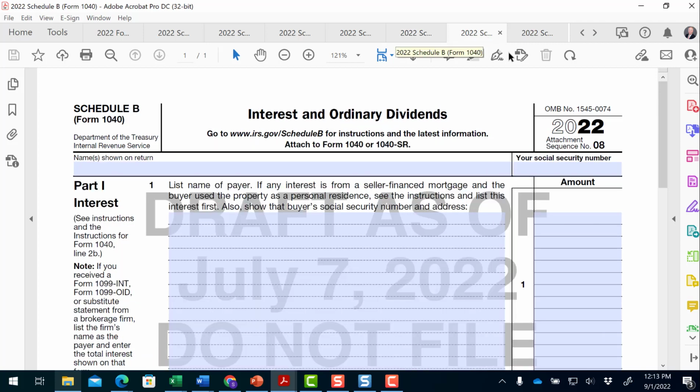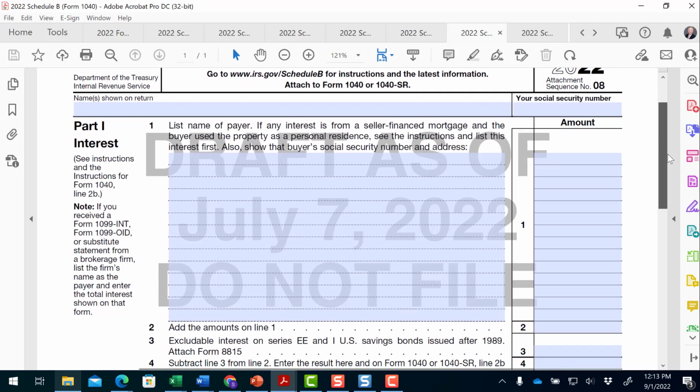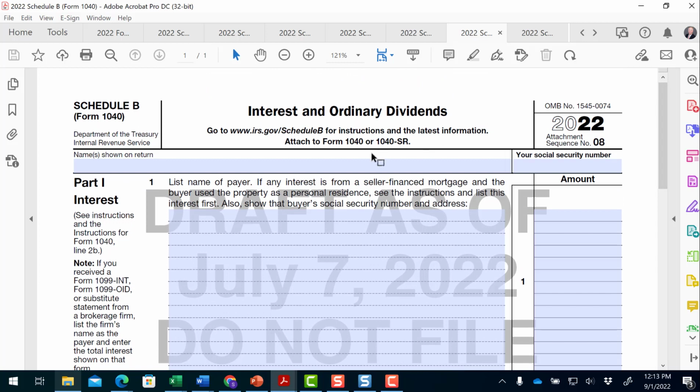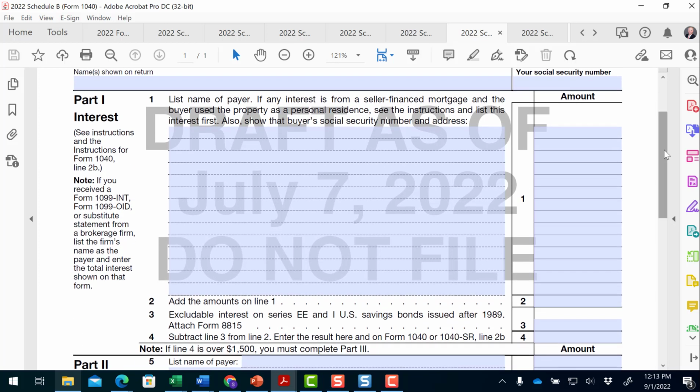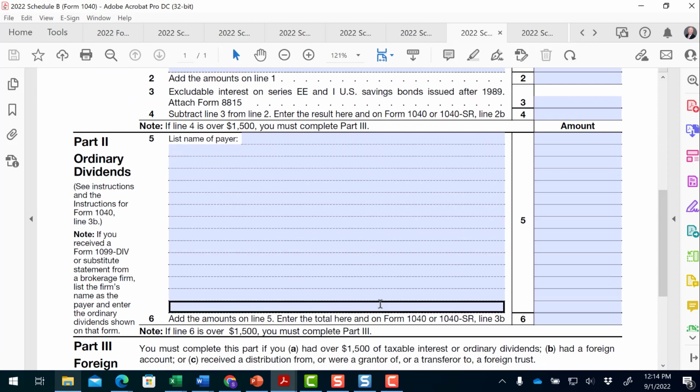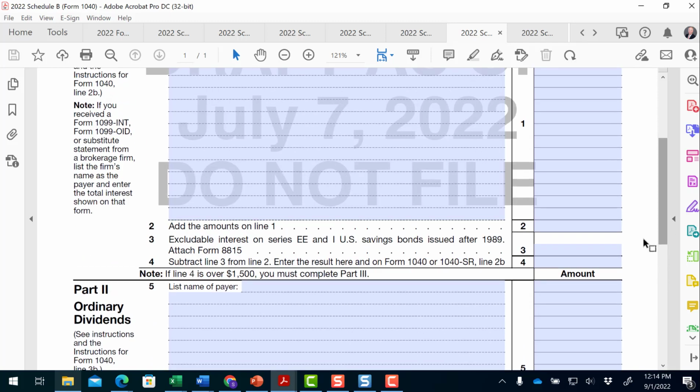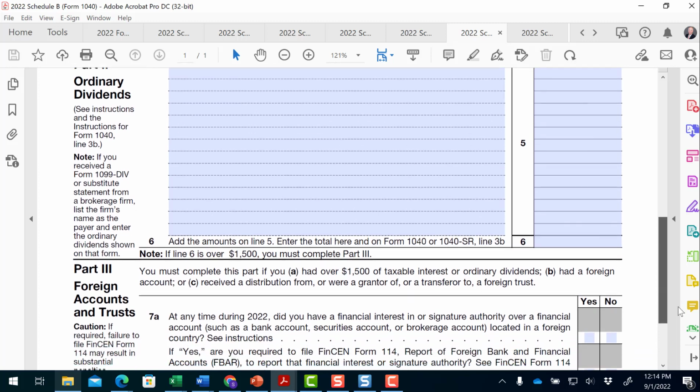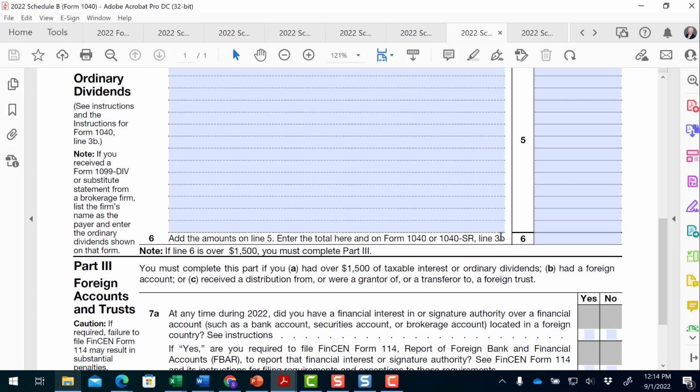All right, Schedule B is the one we kind of ignored. This is if you have interest and dividends that exceed $1,500. You have to report them individually on Schedule B. So this would be all your sources of interest. Here's all your sources of dividends. And what happens is you add those up and you take them up to your 1040, right? 1040 line 2B for interest and 1040 line 3B for dividends.